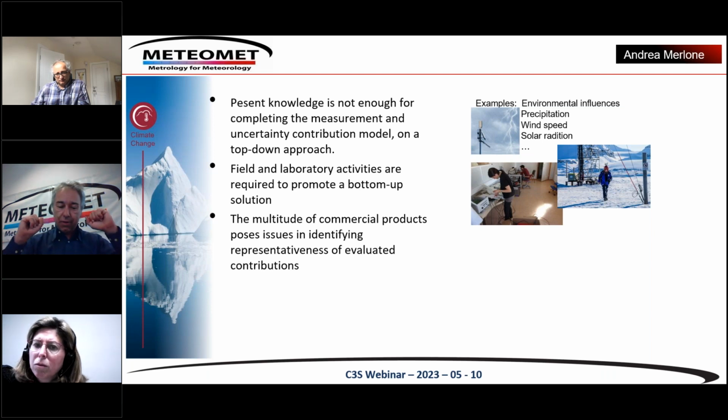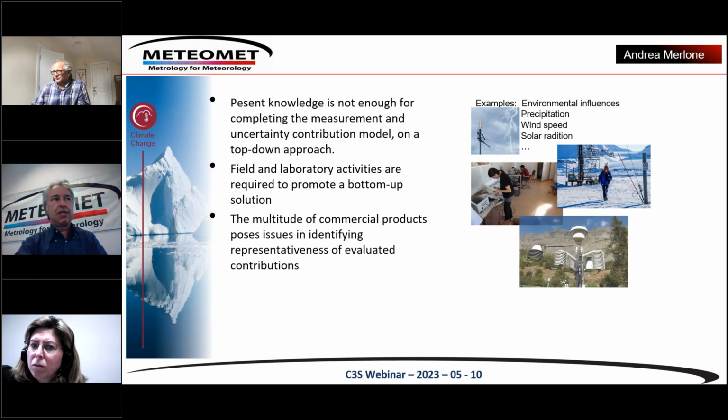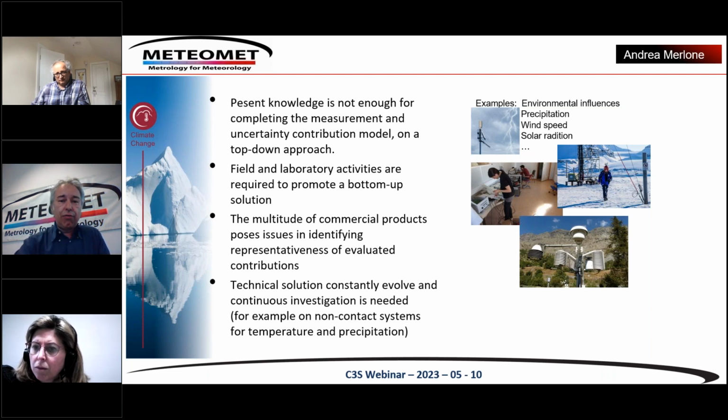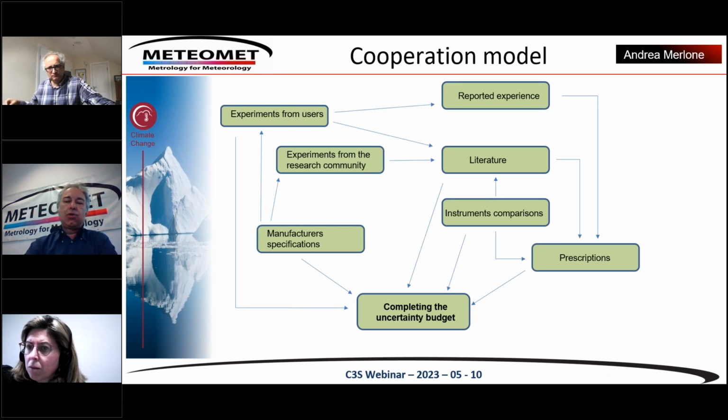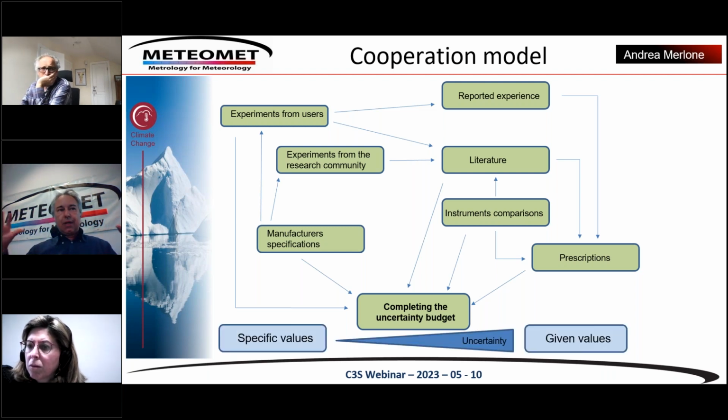The WMO has just delivered this recommendation that there is a need for improving our understanding of uncertainties. And the technical solution constantly evolves. And we hope that in the future, we will be able not only to measure precipitation with non-contact system, but also temperature. That will really help. And we are starting in our expert team to propose a cooperation model where we will merge together through literature, through experimental results, through reported experience of the users, everything that we can to put together in order to transform just specific given values from normatives into really evaluated values for the users.